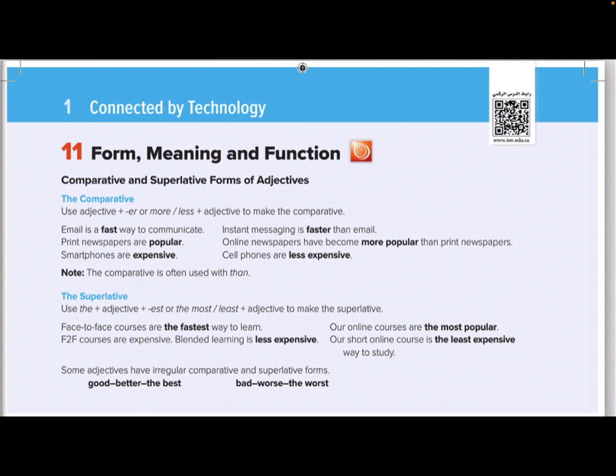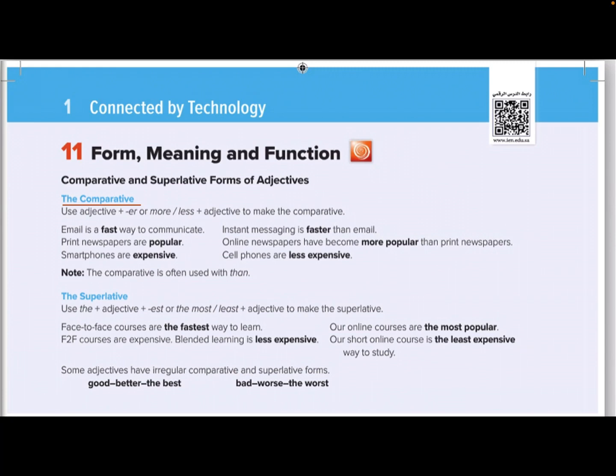Today's lesson will be about the comparison. There are two types of comparison, the comparative and the superlative. Let's start with the comparative. We use the comparative to compare between two things.